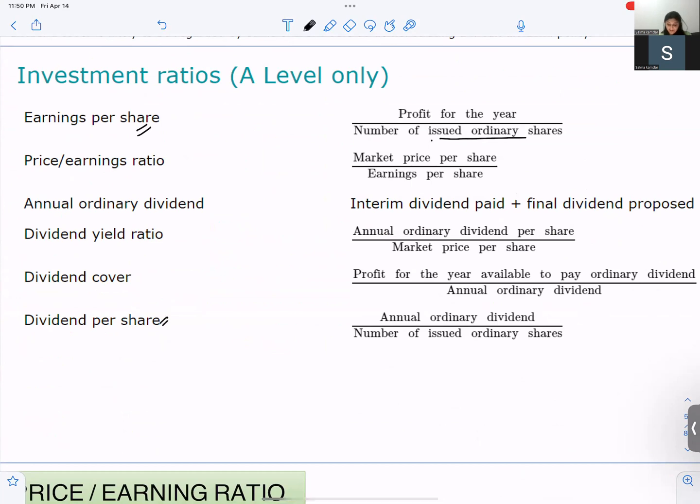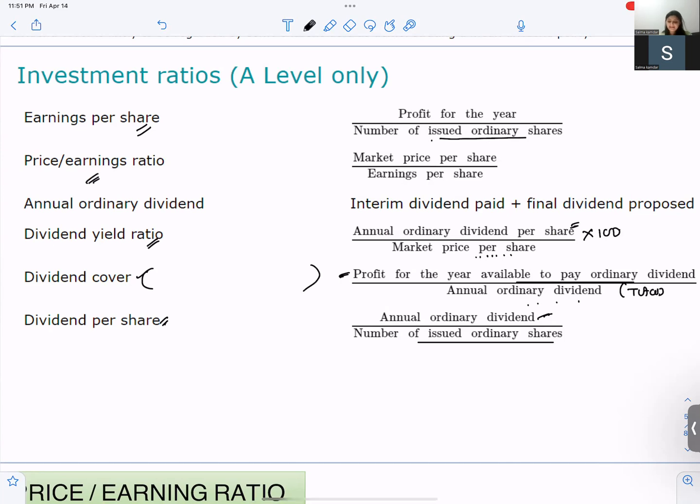Dividend per share: annual ordinary dividend upon number of shares issued. Dividend yield ratio: annual ordinary dividend upon the market price per share into 100. And dividend cover ratio: profit can cover dividend how many number of times? So profit that is available to pay ordinary dividend upon the annual ordinary dividend. This will be the annual ordinary dividend that is in total.